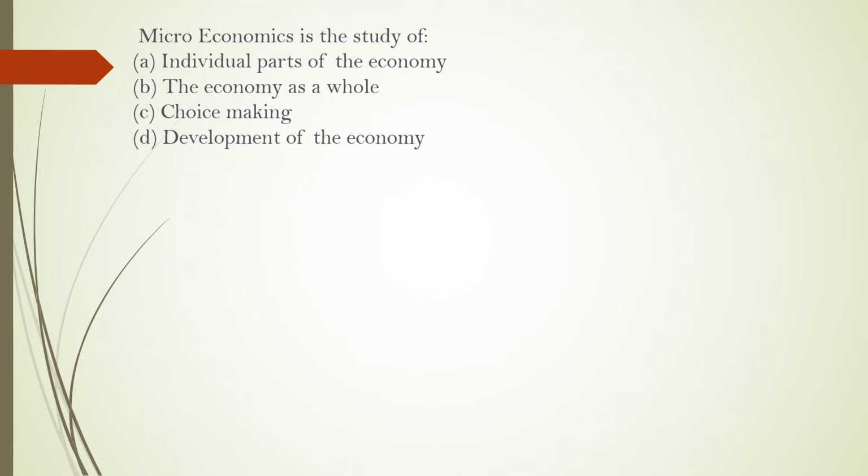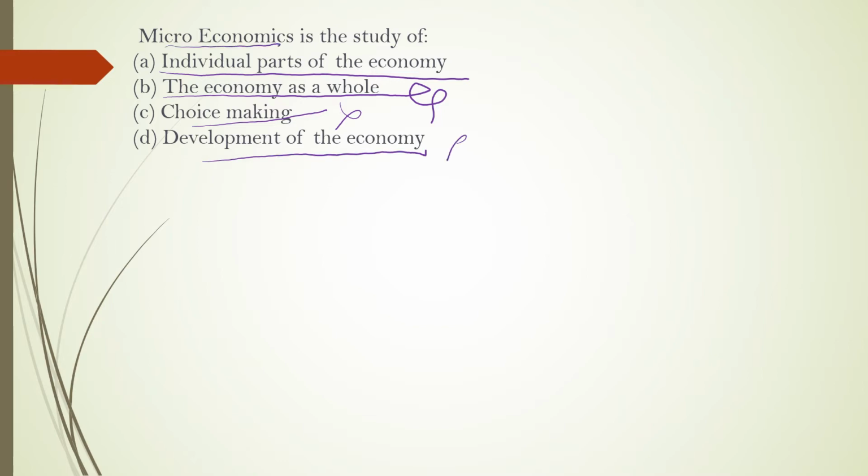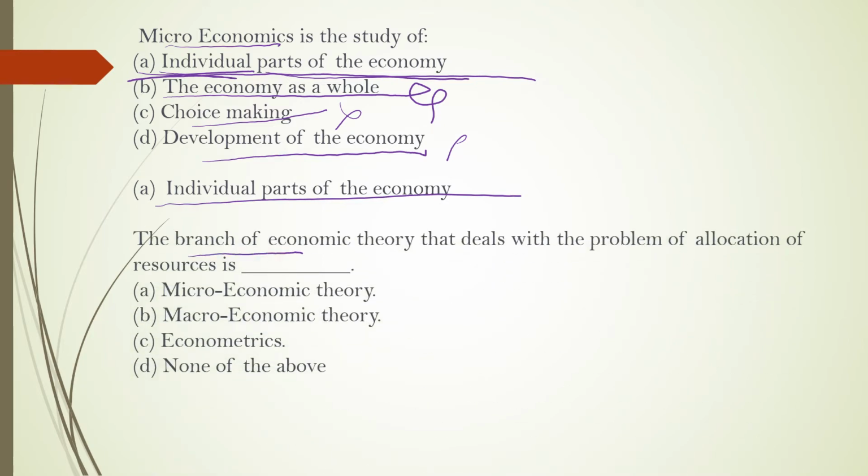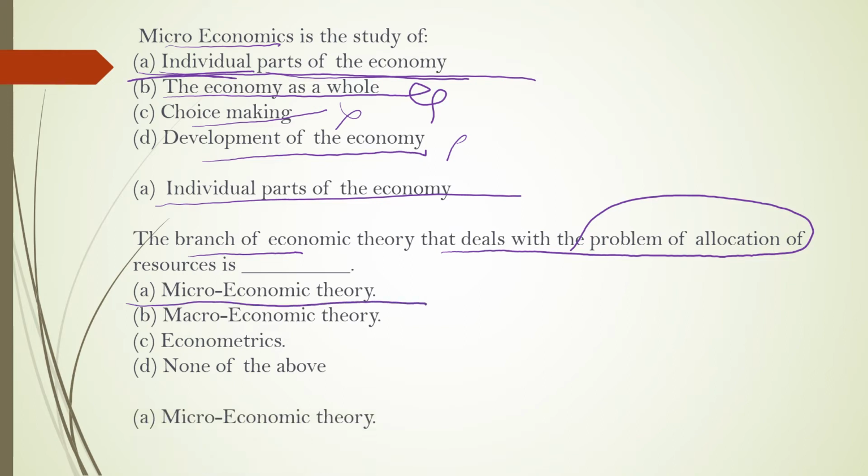Microeconomics is a study of individual parts of the economy as a whole, choice making, development of the economy. No, microeconomics deals with the individual. So individual parts of the economy. Right answer is individual part of the economy. The branch of economic theory that deals with the problem of allocation of resources. So allocation of resources definitely we will study under microeconomic theory. So the right answer is microeconomic theory.